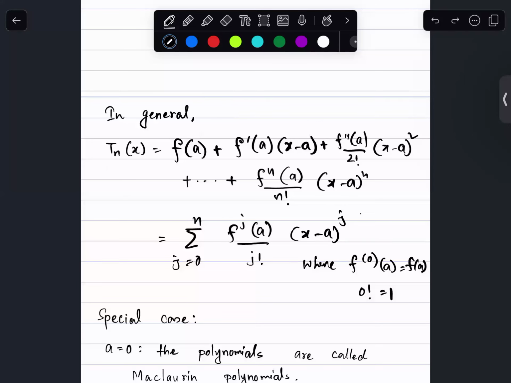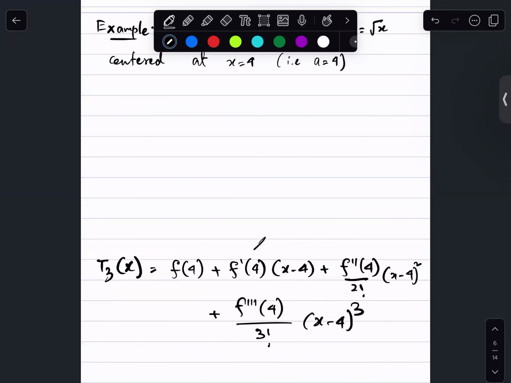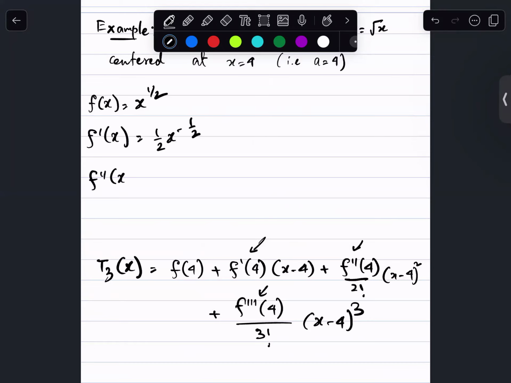Therefore I need to find the first derivative, second derivative, and third derivative, and let me just try to evaluate those. x to the half is the function. f prime(x) is just half x to the minus half. f double prime(x) is minus 1/4 x to the minus 3 over 2. f triple prime(x) is just 3 over 8 x to the minus 5 over 2.